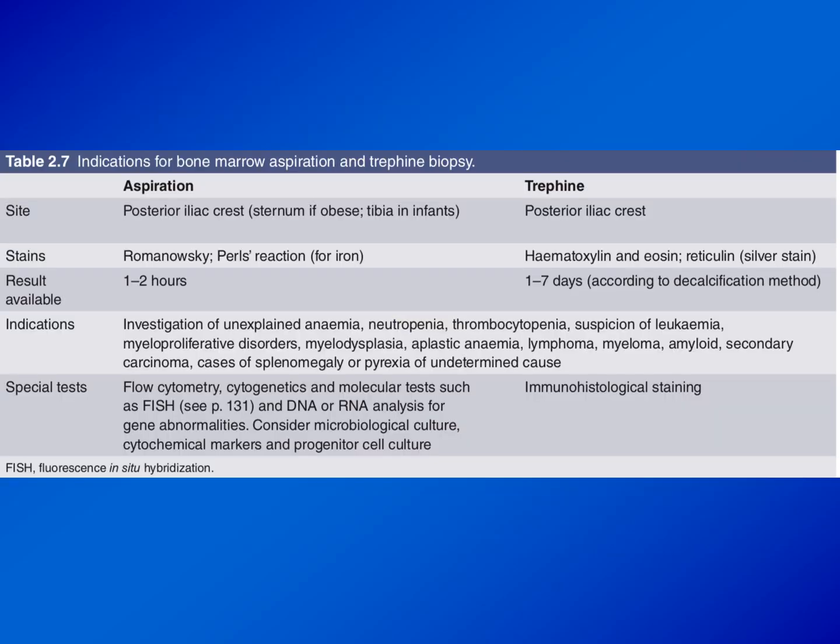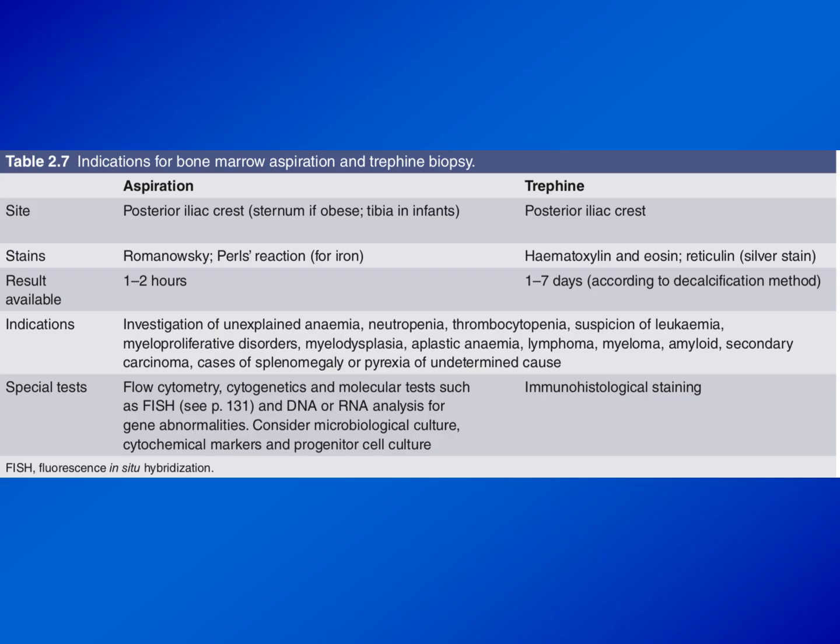The aspiration can be taken from different sites. For example, it is mostly taken in adults from the posterior iliac crest, although it can be taken from the sternum in the adult, and from the tibia in infants. The trephine or core biopsy is always taken from the posterior iliac crest.